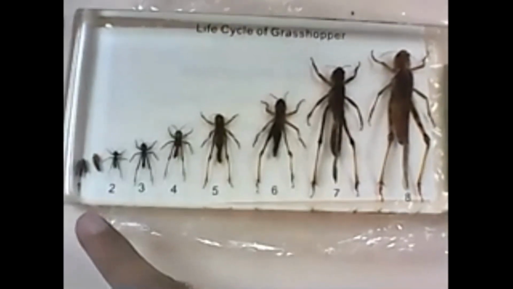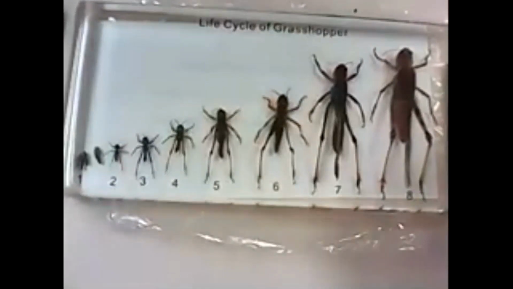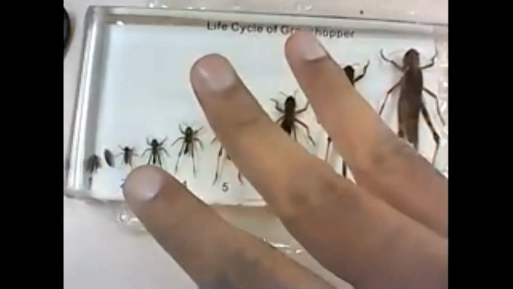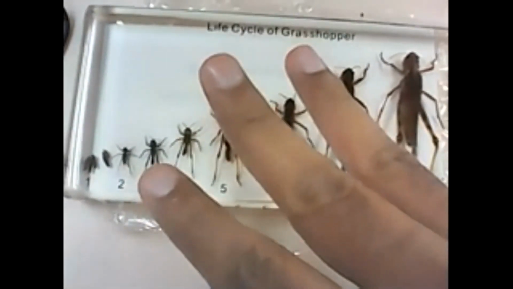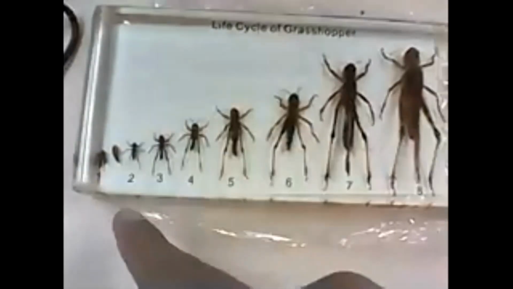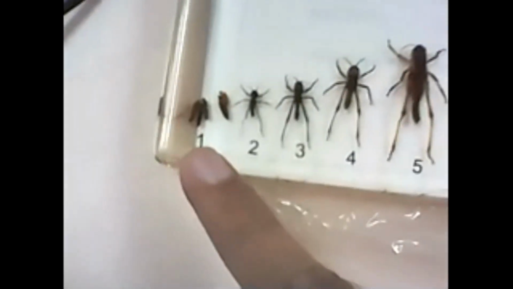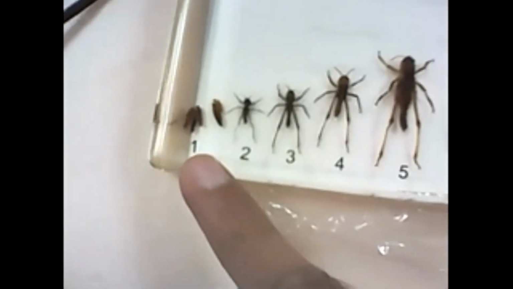Please do not misunderstand that there are 8 stages. No, there isn't any 8 stages. There's only 3 stages in the life cycle of a grasshopper that we have actually talked about: the egg, the young, and the adult. But what about all this? Well, the egg stage is over here, number 1. Okay, this is the egg stage.